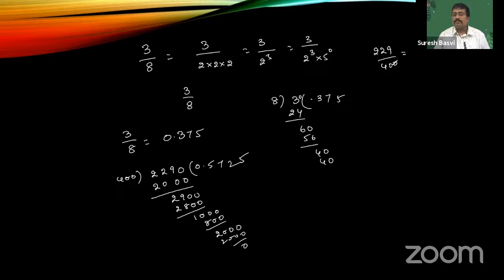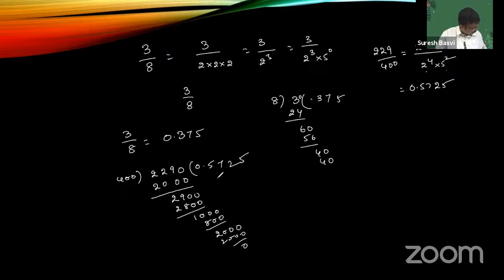Why? Because 229 by 1600, that is 2 power 4 into 5 square. Am I right? So it is in the form of 2 power n into 5 power m. Then it is going to terminate. Am I right, Nana? Yes, 0.5725. Right. So I have done all these. Okay. Next, what is the third problem, Anna?